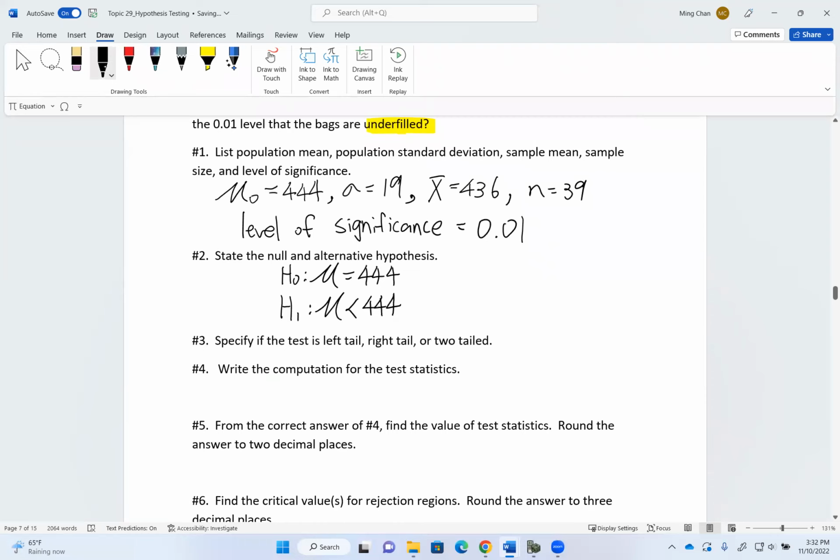Specify whether the test is a left tail, right tail, or two tail test. We are saying the mean is less than 444, so this is a left tail test.